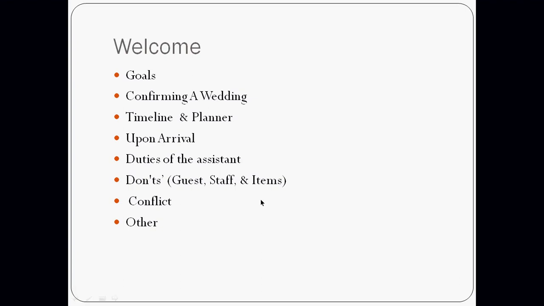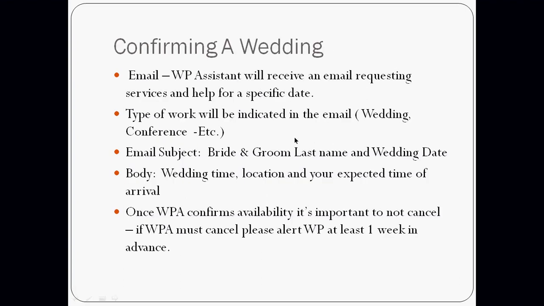Okay, so talking about confirming a wedding. Usually you receive an email. WP means wedding planner. WPA means wedding planner assistant. So you're going to see that throughout the slide. You receive an email that is requesting your services and help for a specific date. And it's going to tell you the type of work that's indicated in the email, whether it's a wedding or a conference. Mostly what we do is wedding, so it's going to say basically wedding.